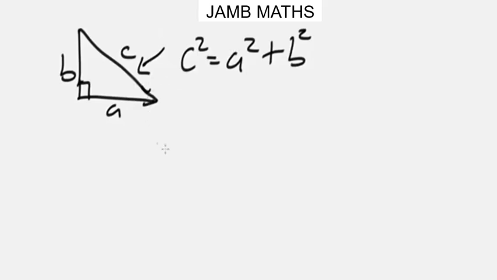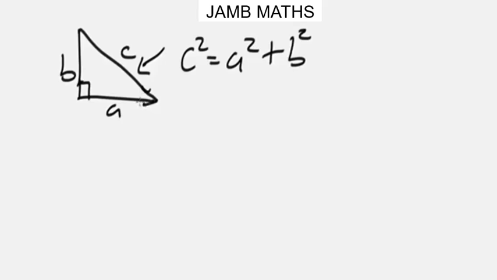Having known this, let's look at some basic facts you need to know about Pythagoras theorem. 4 facts you need to know. 1, Pythagoras theorem only works for right angle triangle. Note this, Pythagoras theorem only works for right angle triangle. The second fact is that Pythagoras uses two sides to find the third side.